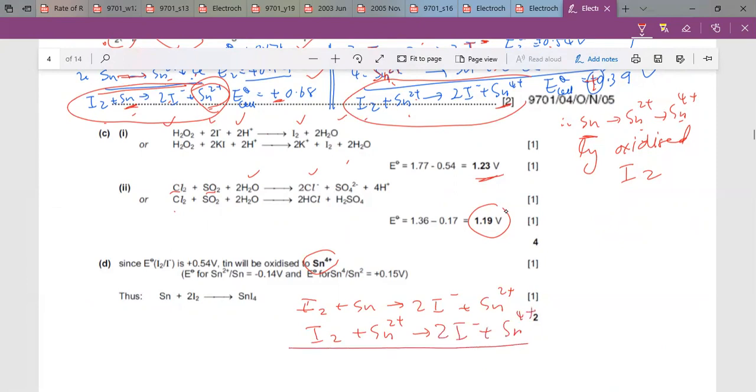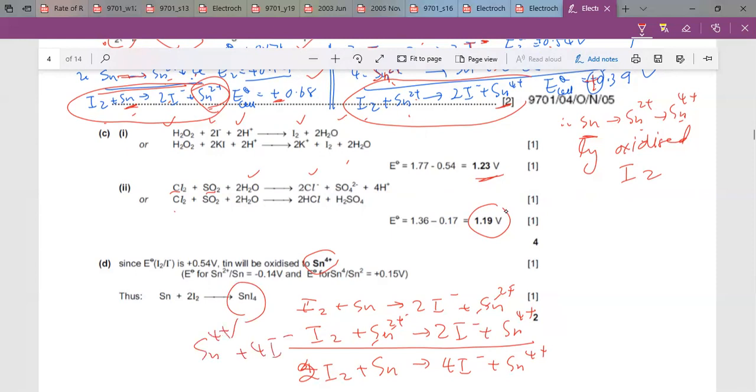So you add them up, right? You add them up. Okay. So here you cancel this one here, cancel this one here, right? So you got 2 I2 plus Sn goes to 4I minus plus Sn4 plus. Because this one is actually Sn4 plus 4I minus. Is that clear?